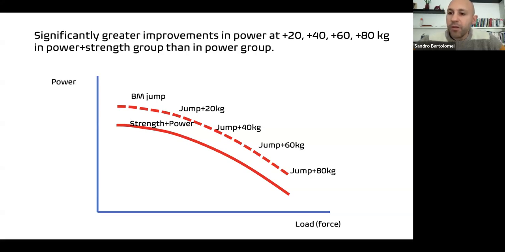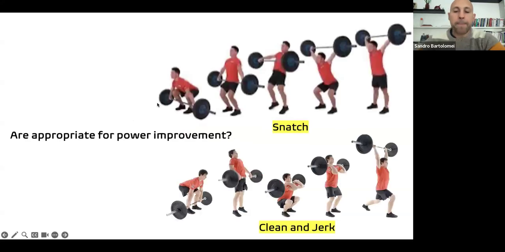Okay, so the principle of specificity. If you jump at body mass, the maximum of your improvement will be at body mass. However, if you don't jump with additional load, but you perform high intensity resistance exercise, such as squat, you may obtain some improvement in jumps with body mass plus 20 kilos, 40 kilos, 60 kilos, because you work on maximum force. Okay, so did you understand that?